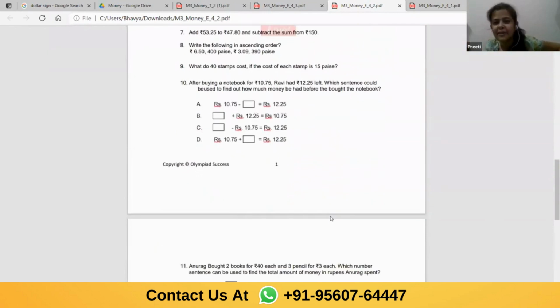After buying a notebook for 10 rupees and 75 paise, Ravi had 12 rupees and 25 paise left. Means he already purchased the notebook, but he still has this much money left with him. Which sentence could be used to find out how much money he had before he bought the notebook? And the answer is option C. Very good. Very nice.